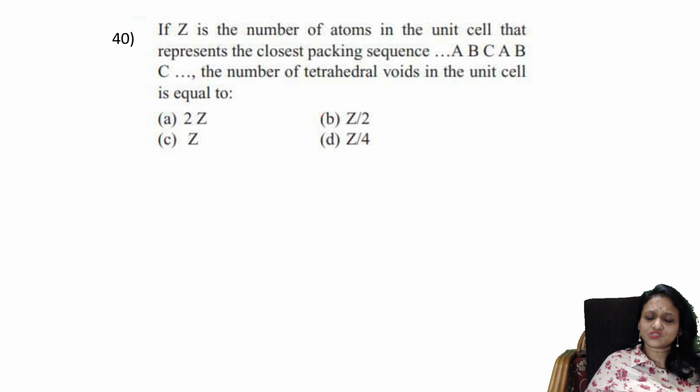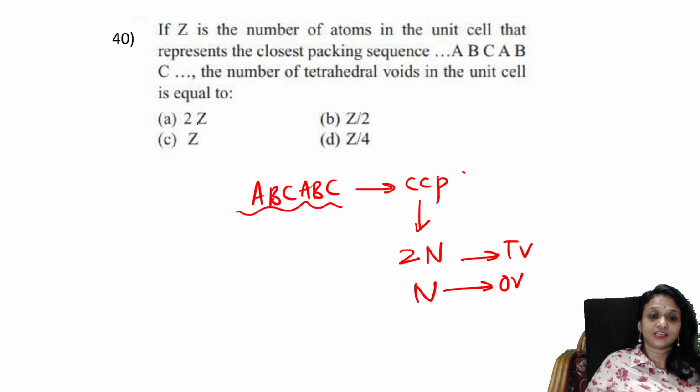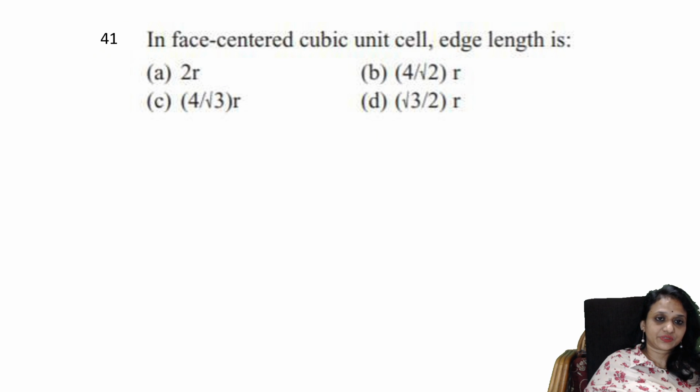Just to confuse you all students, they have given this packing ABC. It is nothing but your CCP packing. So whatever it is in CCP, the number of tetrahedral voids is 2n, TV. Number of octahedral voids is OV. Now check what is the formula? 2 set. Correct. 2n or 2 set. Easy. Let us see the 41st question.